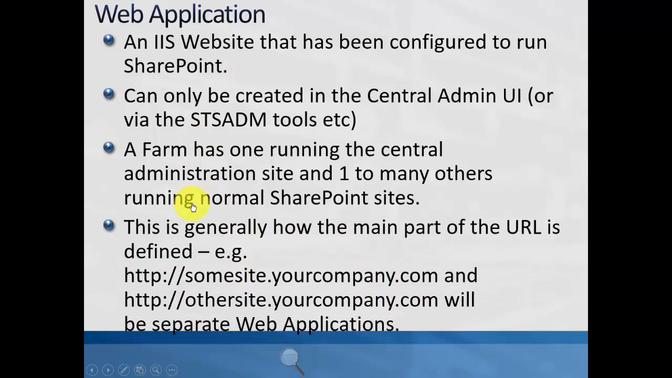Okay, so this is generally how the main part of the URL is defined. Like HTTP://somesite.yourcompany.com, and HTTP://othersite.yourcompany.com will be a separate web application. You can have one web application with the somesite.yourcompany.com that we're going to create now, and another. So you could have two separate web applications. They are opening independently with their own URL, like CNN.com, and then there is BBC.com or .co.uk. But we're not talking about web right now or internet. We're going to be trying to do that in intranet today. But we can create independent websites under which there will be site collections and subsites.